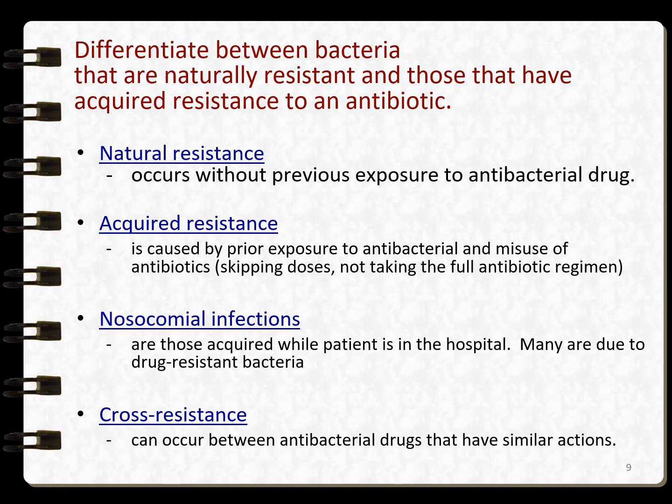Differentiate between the bacteria that are naturally resistant and those that have acquired resistance. Natural resistance occurs without previous exposure to the antibacterial drug. Acquired resistance is caused by prior exposure to antibacterial and misuse of antibiotics, so skipping doses or not taking the full antibiotic regimen. Nosocomial infections are those acquired while the patient is in the hospital. Many are due to drug-resistant bacteria. And then we have cross-resistance that can occur between antibacterial drugs that have similar actions.